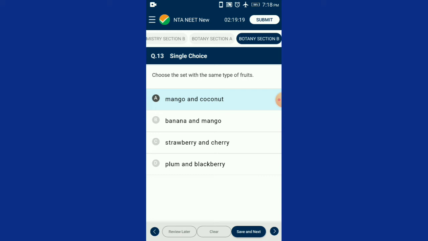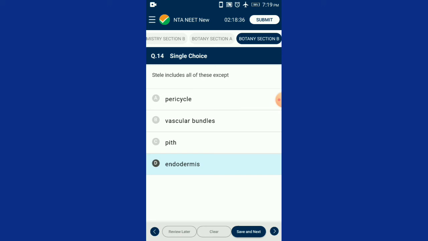Question number 14. Stele includes all of these except. The central part present in the root or stem having the tissues derived from the procambium is known as stele in plants. The stele contains the vascular bundles, xylem and phloem, for the storage and transport of water and nutrients. Pith is ground tissue which stores and transports nutrients in the plants, and it is located in the center of the stem in some plants. The pericycle is a layer of cells which surrounds the stele. So the answer is option D. Endodermis is not included under stele.